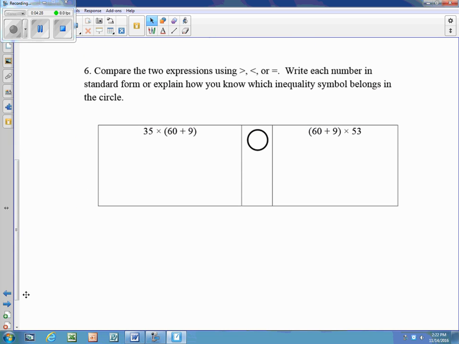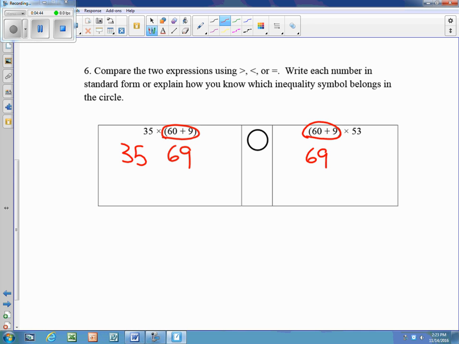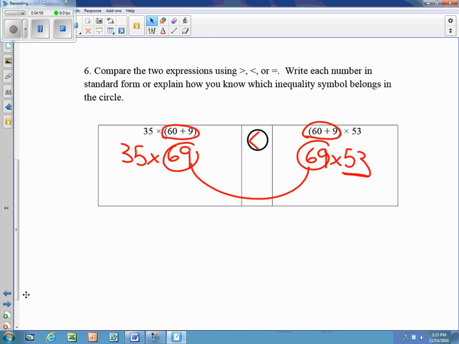Next, we're going to compare. We're going to write each number in standard form or explain how I know. I can do it either way. So what I like to do is I see that in here on this side is 69, and in here on this side is also 69. This side is then multiplying 35 times that 69. Well, this one is multiplying it times 53. This is a larger number since these two are the same. So I know that my answer has to go this way. If you're not sure about that, you can just multiply them out using the standard algorithm and come up with the exact answer.